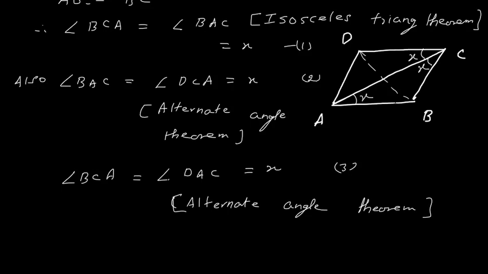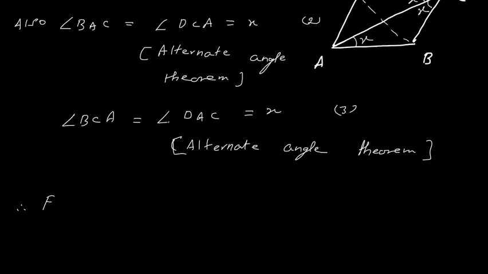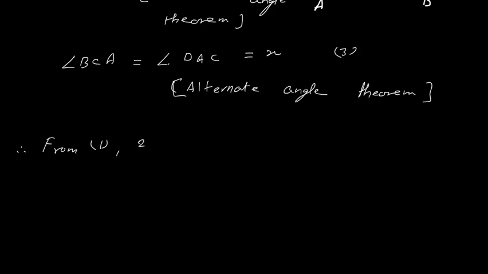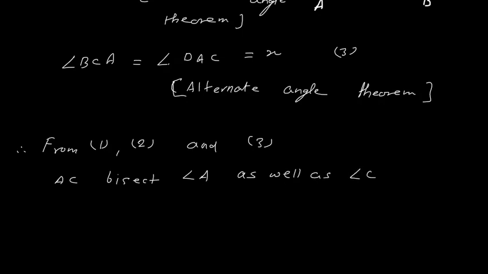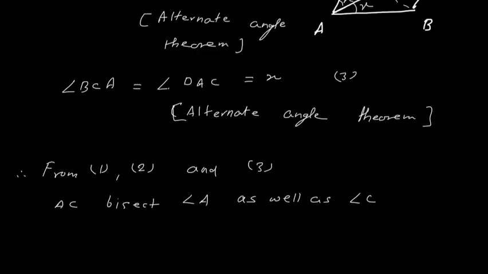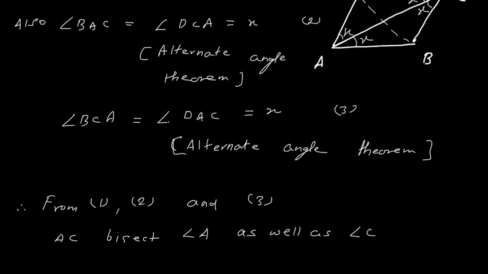So, if we compare equation 1, 2 and 3, from 1, 2 and 3, what I can say? So, I will say that, therefore, from 1, this angle also I got x. So, from 1, 2 and 3, I will say that AC bisects angle A as well as angle C. So, this AC bisects angle A as well as angle C. This we have done, proof. Okay.